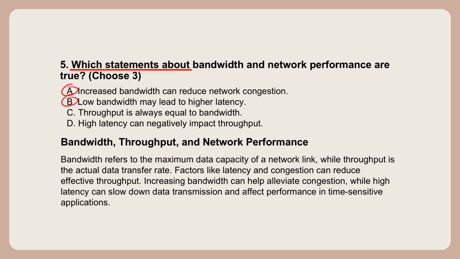And finally, option D, high latency can negatively impact throughput. I'm going to guess this one's true, thinking about all the pain we felt with lag. You got it. High latency means there are delays in how the data is being sent, which directly affects how fast that data can actually be transferred, which is throughput. It's like having a super fast car, but you keep hitting red lights. You might have the potential for speed, but you're not really getting anywhere quickly. That's a good way to put it. So the correct answers for this multi-select question are A, B, and D.